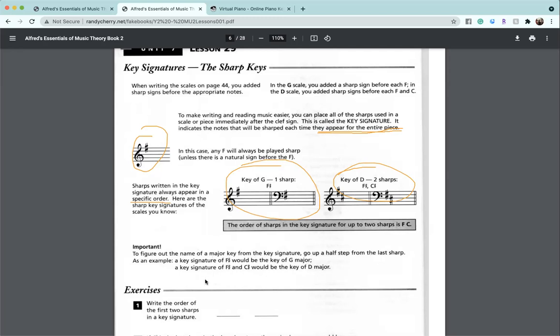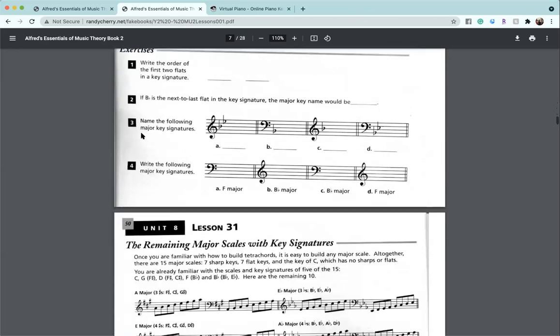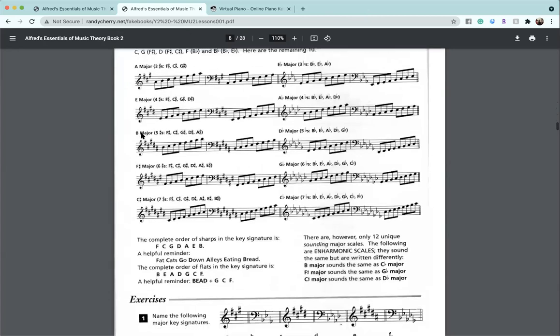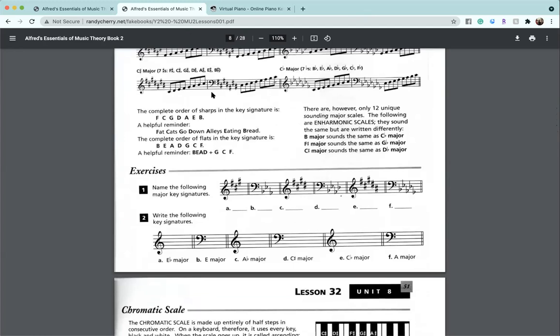Now, I'm going to jump ahead for a second and skip to page 53 really quickly, and I'm going to show you a perfect example of how to memorize the order of the sharps and flats. If you do not know this, please stick with me. If you already do, still listen. It's good to refresh your memory. These are the quick order of the sharps and flats.